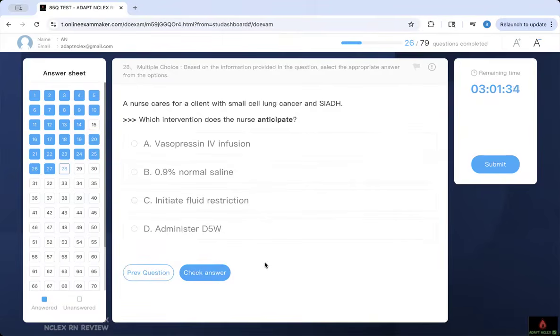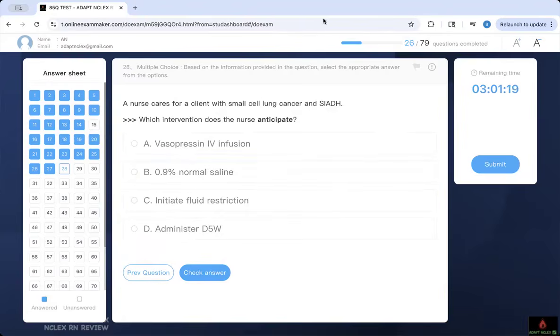A nurse cares for a client with small cell lung cancer. He has SIADH. Which intervention should the nurse anticipate? Vasopressin IV infusion, 0.9% normal saline, initiate fluid restriction, give them D5W.